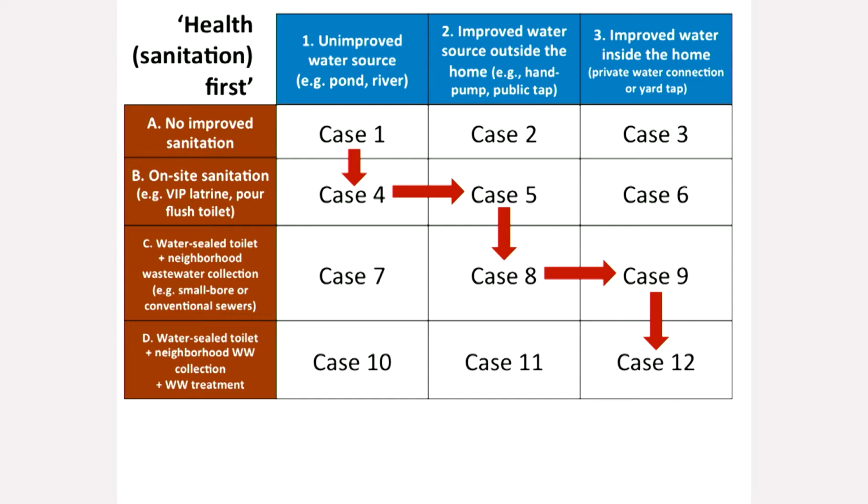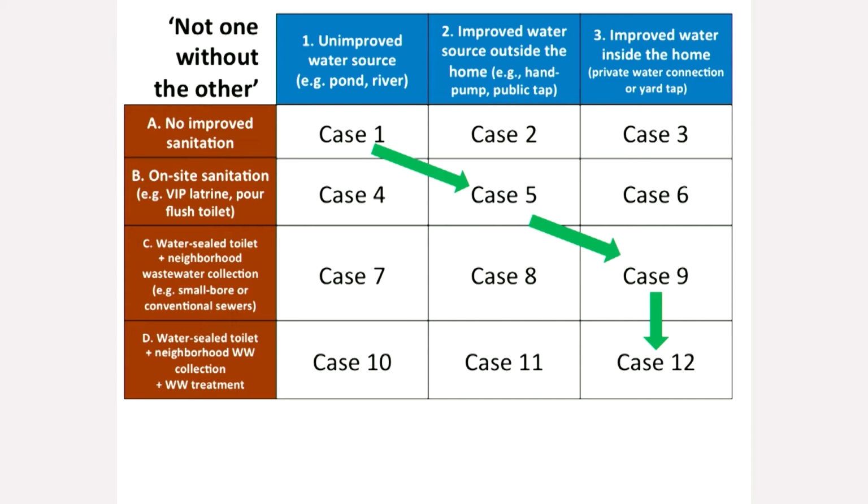Another pathway often favoured by professionals in the WASH sector is to provide water and sanitation together at the same time. We call this pathway not one without the other. The main not one without the other pathway would be to go from case 1 to case 5, then to case 9 to case 12. A rationale for this pathway is that people typically want improved water services before improved sanitation, but government or donors should only provide them together as a package to ensure that health benefits are achieved. A disadvantage of providing improved water and sanitation at the same time is that it is more expensive than taking smaller steps.